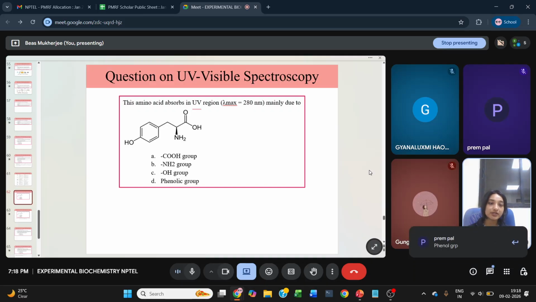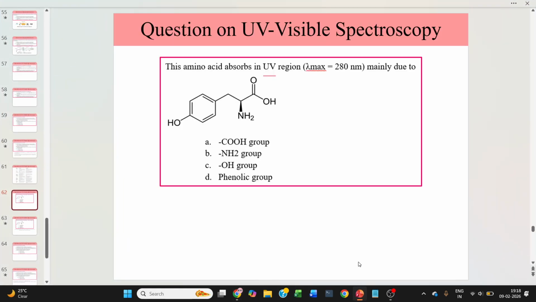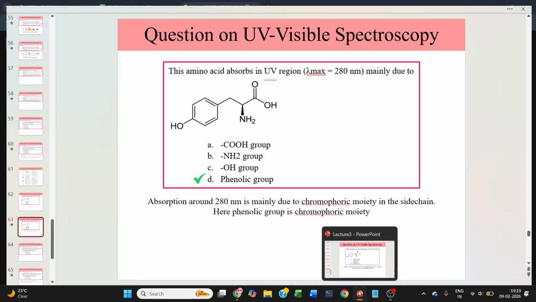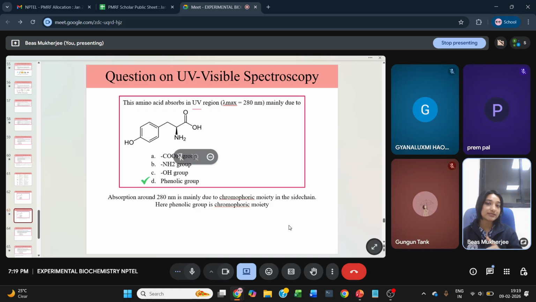Because of which group do you think? Phenol group, correct. So all the aromatic amino acids absorb light very well because of these conjugated double bonds. And similarly, all these nucleic acids also absorb light so well because of conjugated double bonds. Remember that. And what is this amino acid, by the way? Anyone? So absorption at 280 is mainly due to the chromophoric moiety in the side chain. Here the phenolic group is the chromophore moiety.